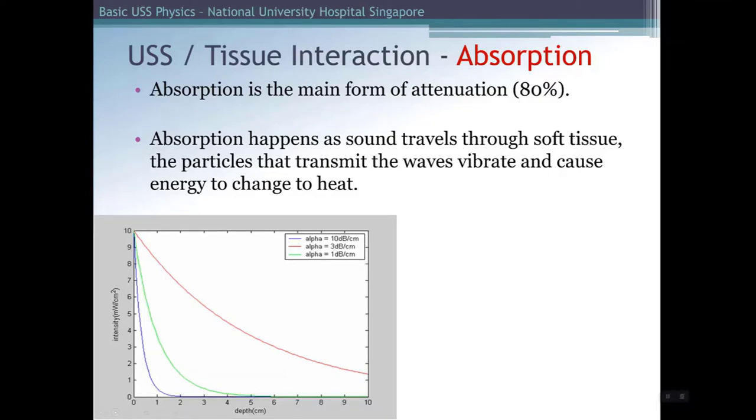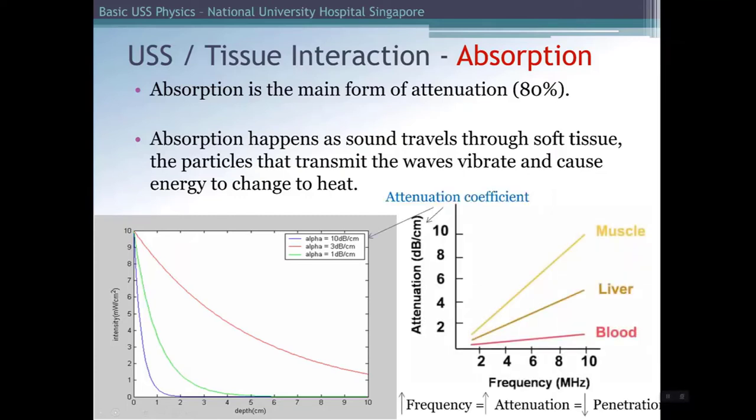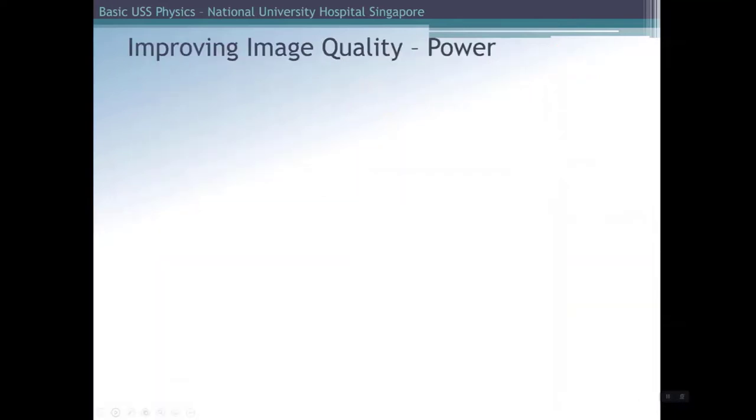Attenuation is determined by the attenuation coefficient of the tissues and the frequency of the sound wave. Higher frequencies of sound wave are attenuated to a greater degree as they pass through the tissues. Higher frequencies of sound wave have therefore less penetration of the tissues. This is important to realize for imaging of deeper structures. We need to use ultrasound of lower frequencies when imaging deeper tissues.